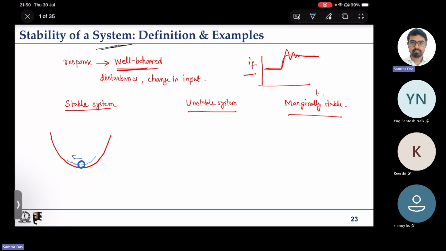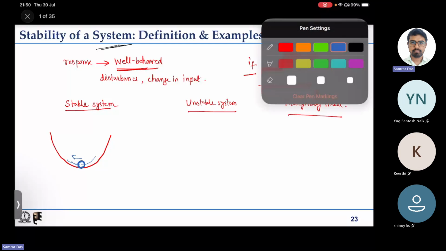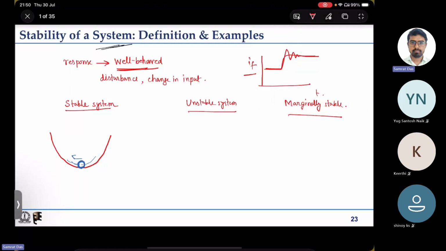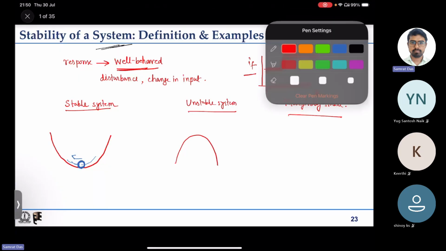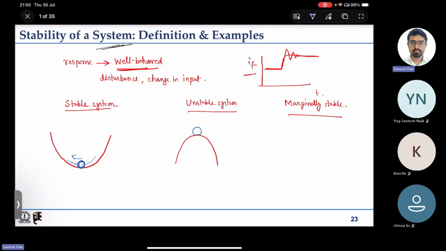What is the meaning of an unstable system? What is the example of an unstable system? You make the U a reverse U, and you keep a ball. The ball may stay here, but if you give even a small disturbance to the position of the ball, it will simply go and keep on rolling, and it will never come back to the original position. So this is an unstable system.